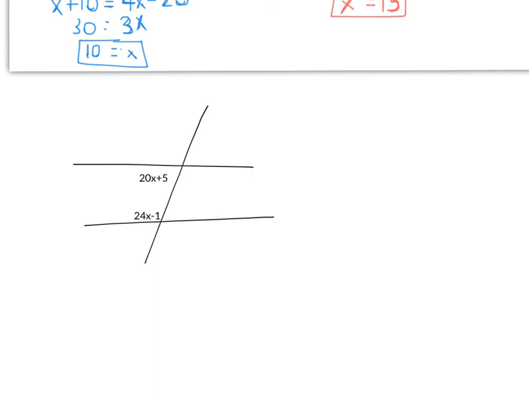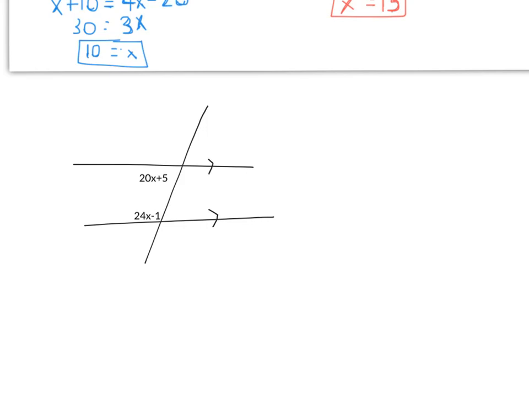So okay, I have two parallel lines, and I'm going to even draw my angles and my arrows in here so you know that they're parallel. And I'm giving you those two angles. One is 20x plus 5, and the other one is 24x minus 1. I want you to pause this video. I want you to attempt this problem on your own, and then unpause this video, and we'll go over it.